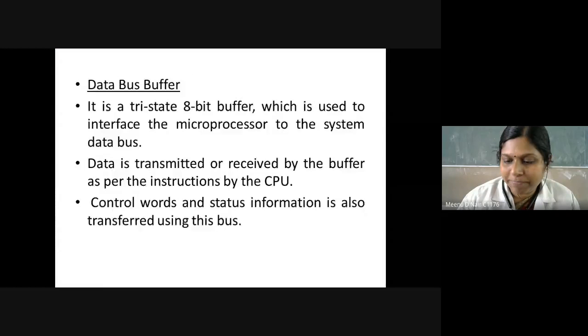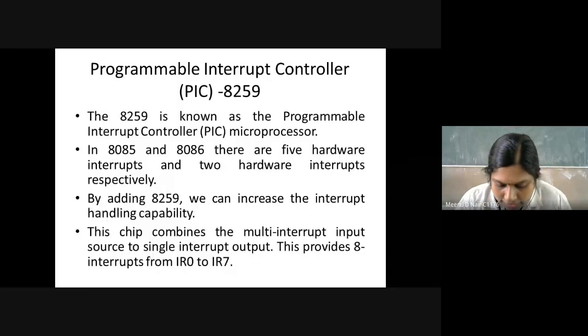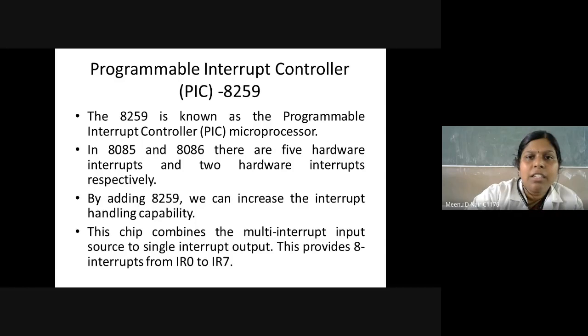Okay. Now we are moving to 8259. Once it is completed, we will move to 8279. 8259 is a bit easy compared to 8279 for understanding, so that's why we are going with the 8259. That is the programmable interrupt controller, the PIC, programmable interrupt controller 8259.